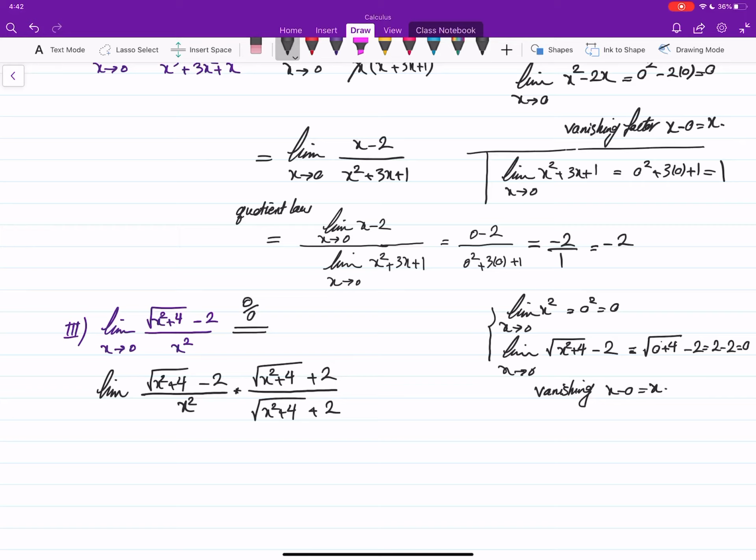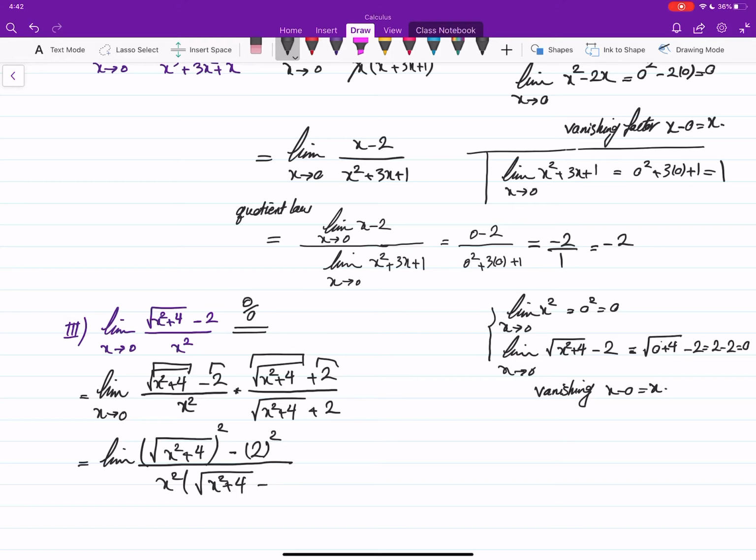Well, what is the conjugate here? If you have a square root minus something, the conjugate would be the same square root plus that something. And we are multiplying and dividing, so we are not changing anything in this case. And this gives us what? So a minus b times a plus b. That's the whole point of the conjugate: the first one squared minus the second one squared. In the denominator, let's just write this one without any expansion. Just leave it like that. And x goes to 0.